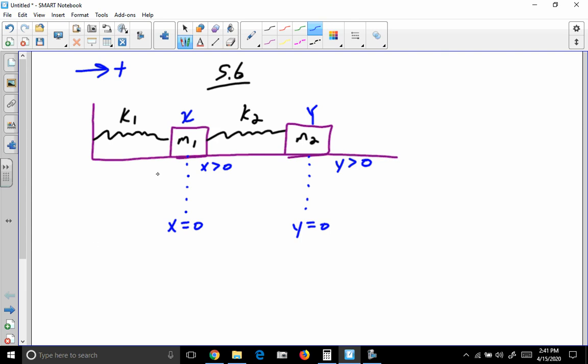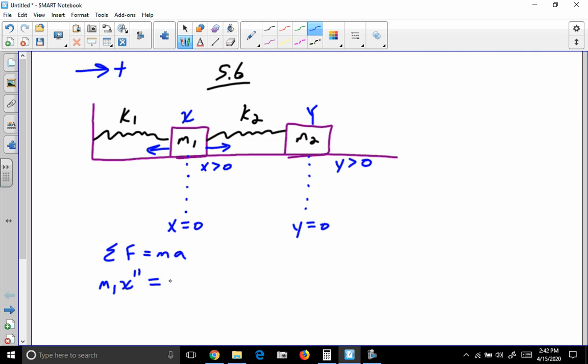So if we look at the first one, if we sum the forces, that should equal ma. So the mass 1 times the acceleration here, which we're going to call x double prime, should equal the sum of the forces. If right is positive, then this spring is pulling it to the right, so that's a positive force. This spring is pulling to the left, so that's a negative force. So let's describe this one first.